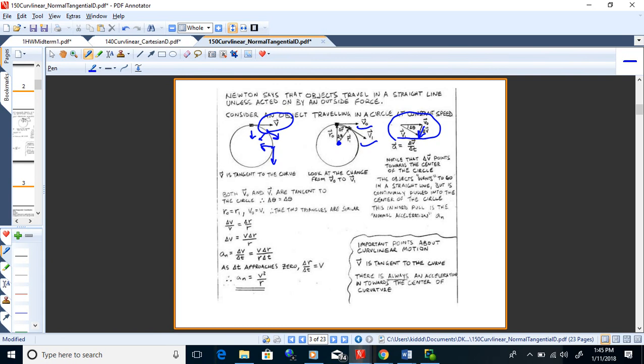Any type of curved motion requires a force to push or pull the object in towards the center. Whether that force is gravity or a string that's pulling this weight in, or a connecting rod on a piston, or whatever it is, there's got to be something pushing or pulling the object in towards the center. Okay?